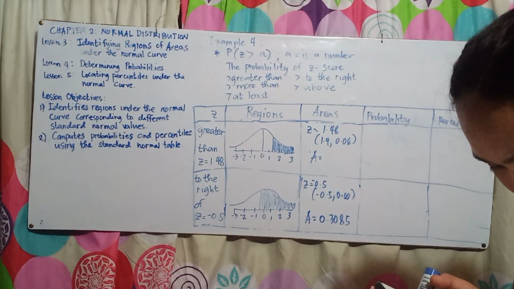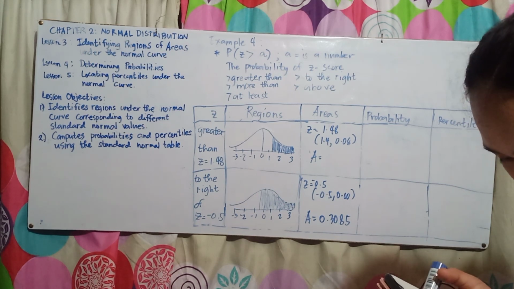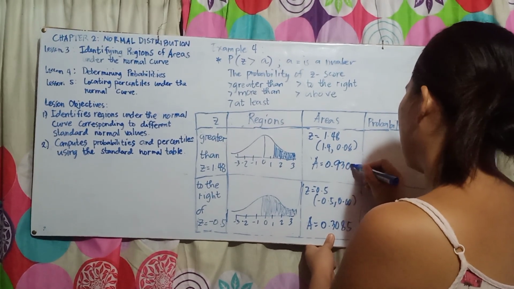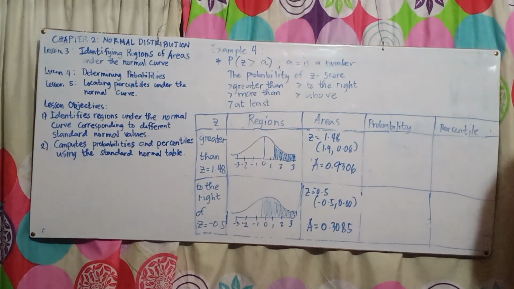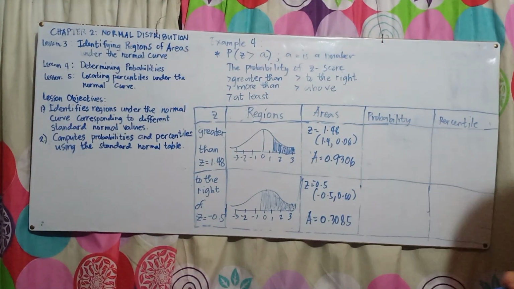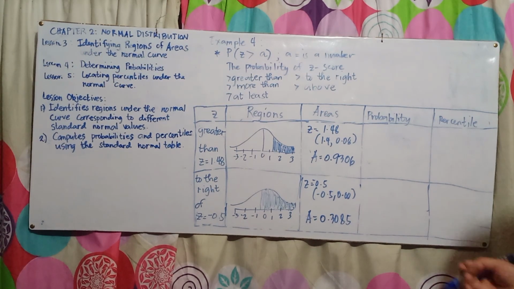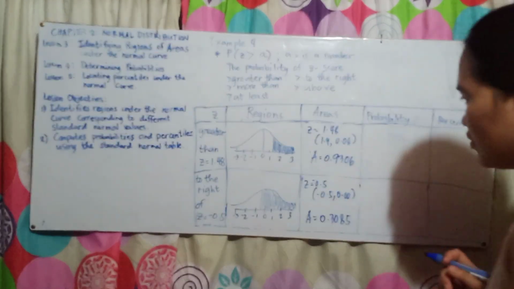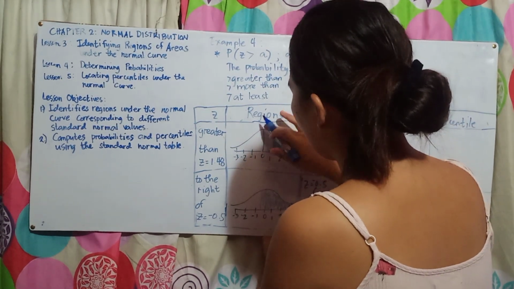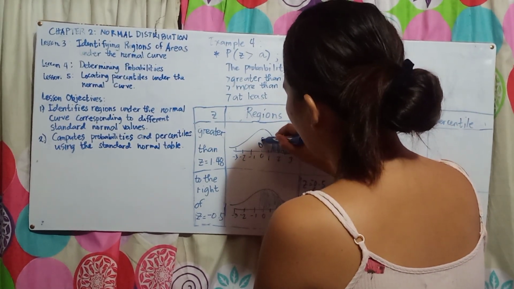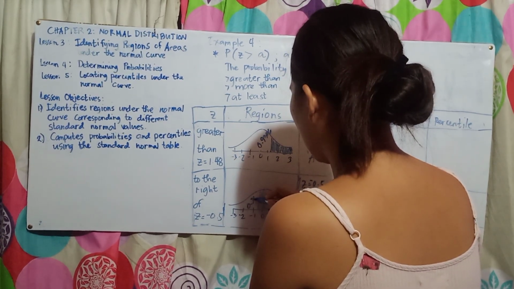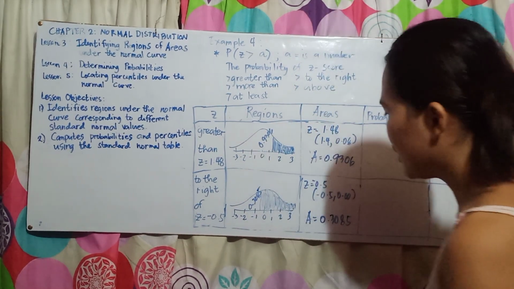So kanang isa, 1.4, 0.08, 0.9306. Same lang silang area. Kasi ang area is kaning naalang man diri sa table. So, ang area sa 1.48, ibig sabihin, kaning area na 0.9306. Kani, 0.3085. Wala na siya na area.